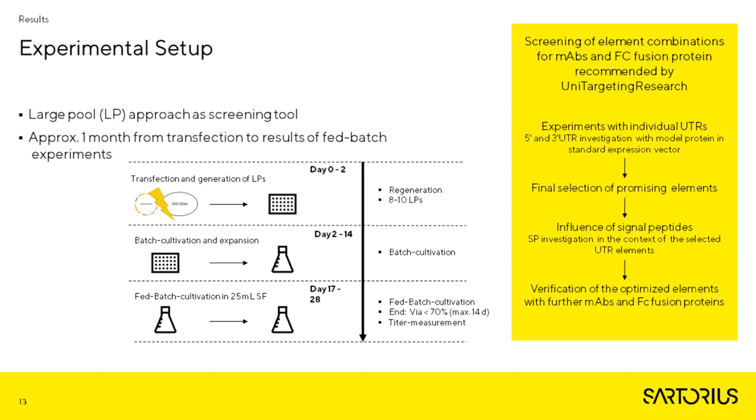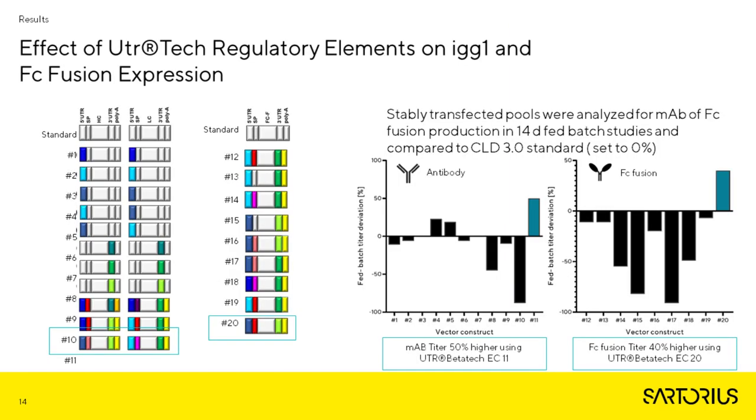And then we generated these so-called large pools, or LPs. So you transfect in 6 well dishes, and then you expand them until shake flasks, and also perform your selection through the process. When the selected pools reach the shake flask, you then inoculate a 14-day fed batch procedure, and look at the titers at the end of this procedure. So this gives us a very fast way of screening for different elements.